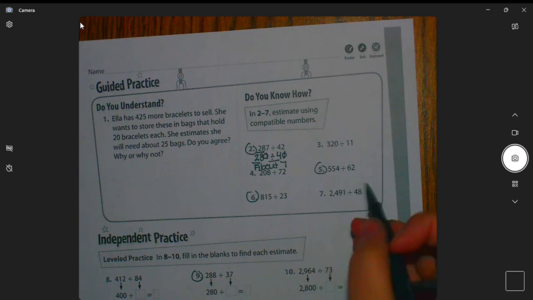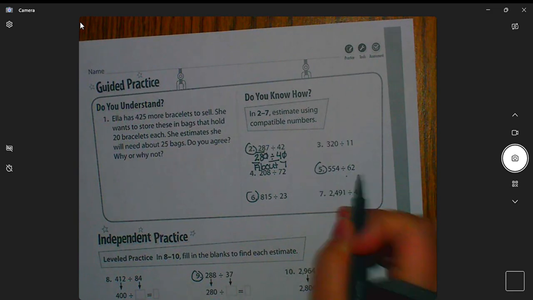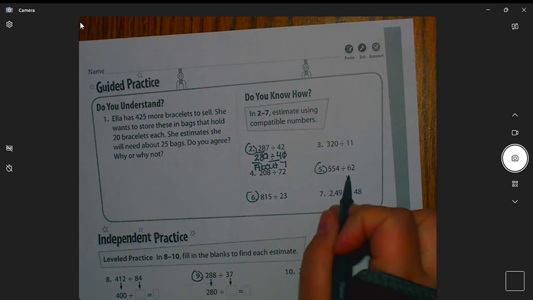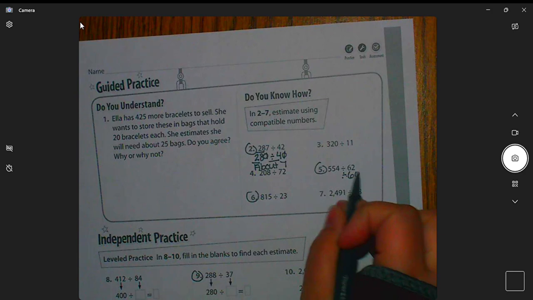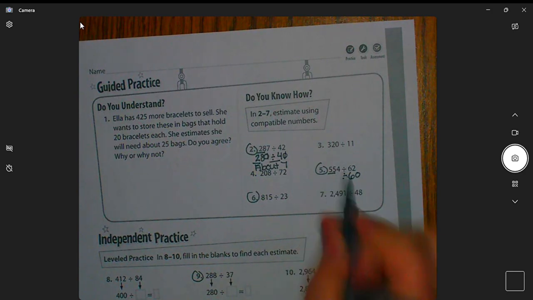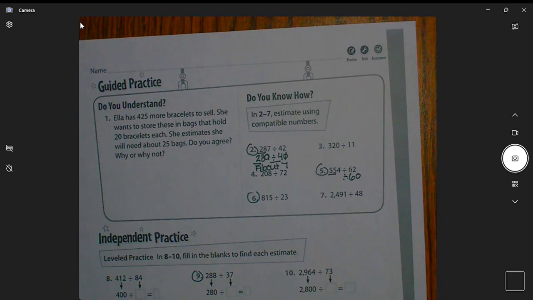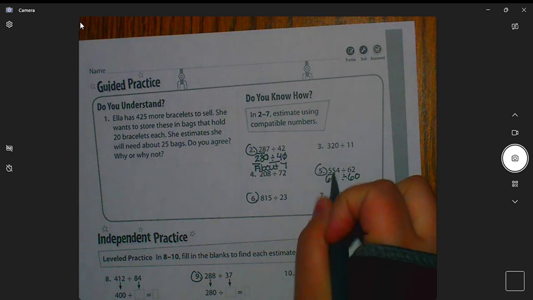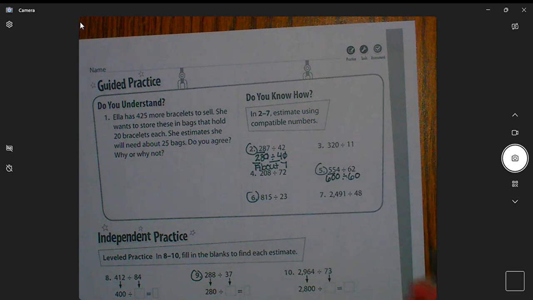Number 5, 554 divided by 62. I can tell you right now that's not going to divide evenly. But let's look. 62, I'm going to say it's pretty close to 60. Now I'm going to look at the number 55 in 554. 55 is close to what number that 60 can divide by? It's close to 60. You're right. So I'm going to change 554 to 60, but this 4 becomes a 0 because it's no longer needed. I estimated, I rounded.